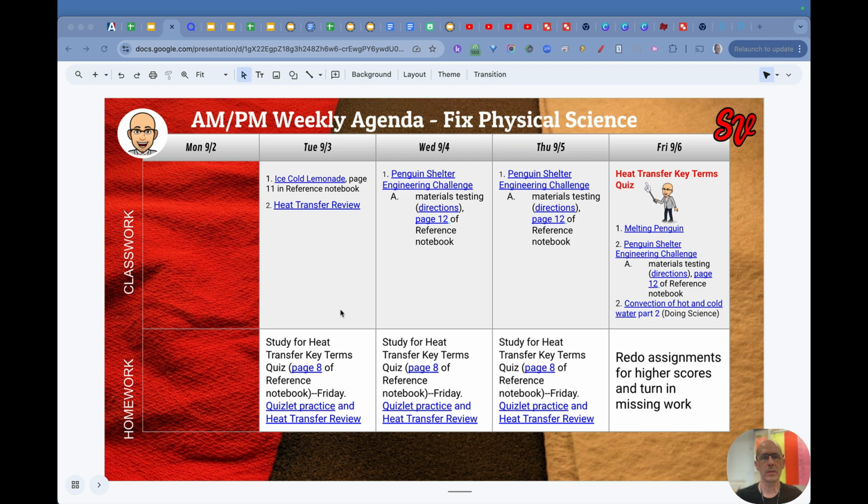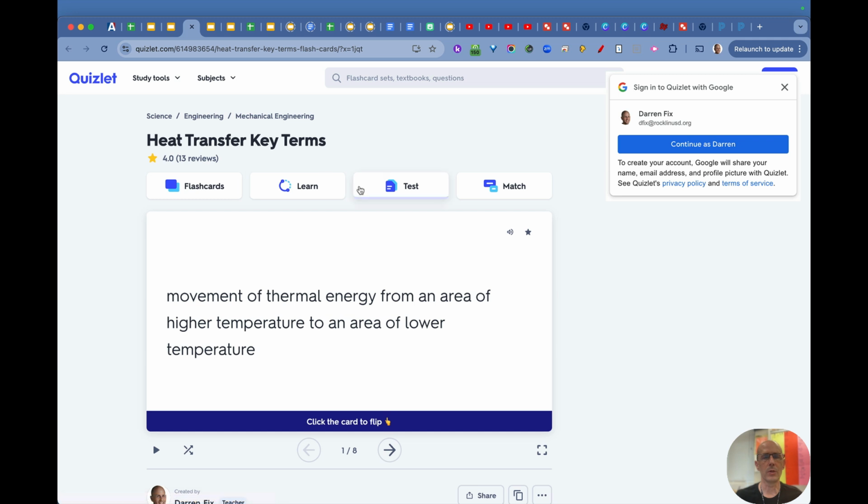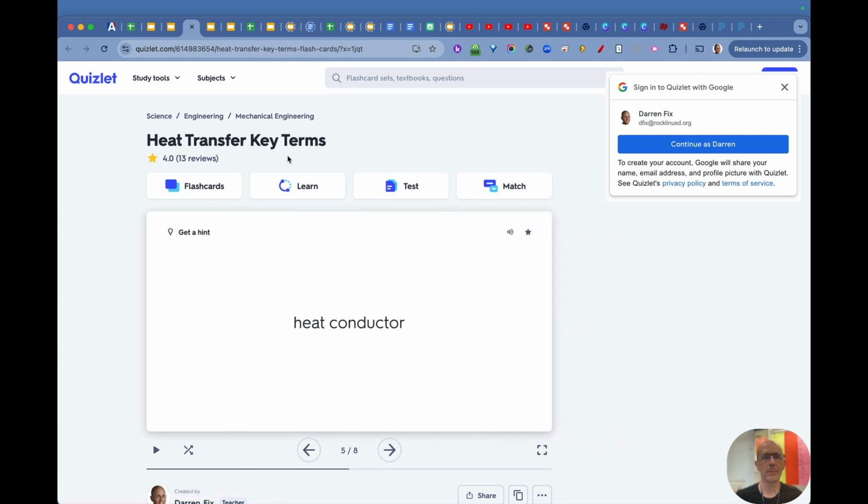We had a quiz this Friday, and the quiz was on page 8, key terms for the heat transfer unit. So they could use the Quizlet review to quiz themselves to practice. They can do it in various ways.